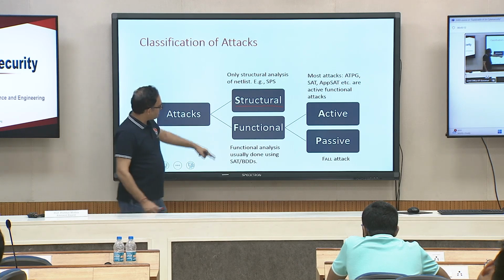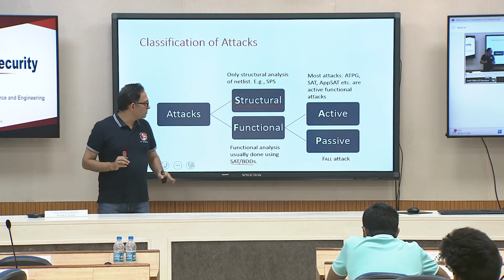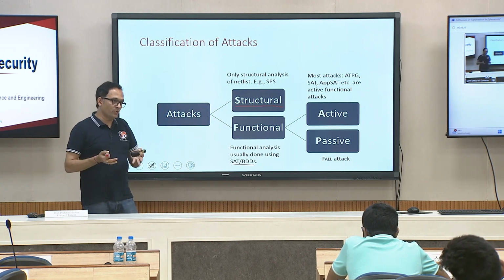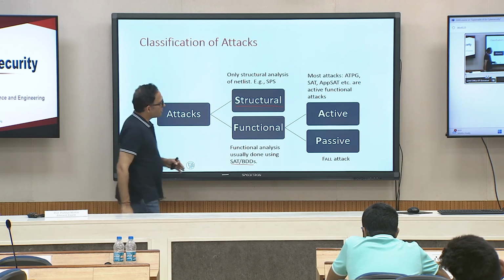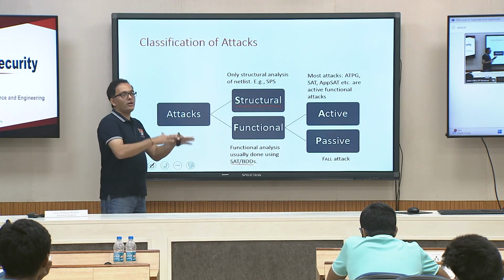And the functional attack is basically the SAT or BDD based attack, which assumes it does not see the structure, it takes the entire circuit as a whole and tries to do the attack. Okay. And it has two kinds, active and passive, depending on whether you assume that the Oracle is available or not. Any question here? So, there are many ways you can do an attack.